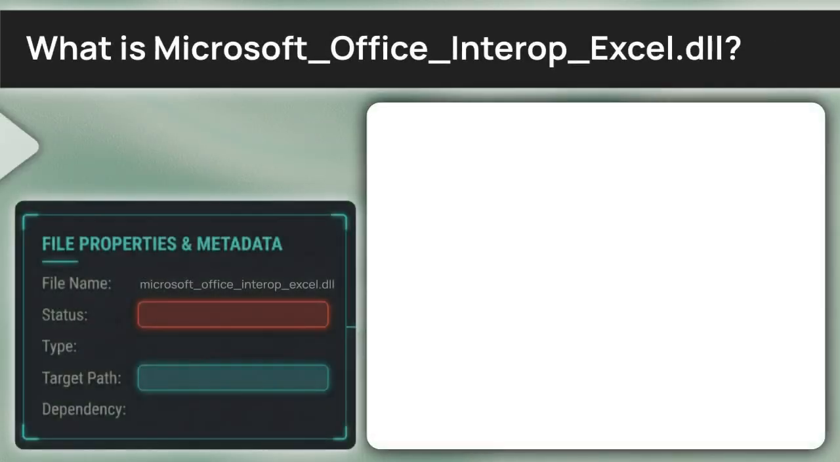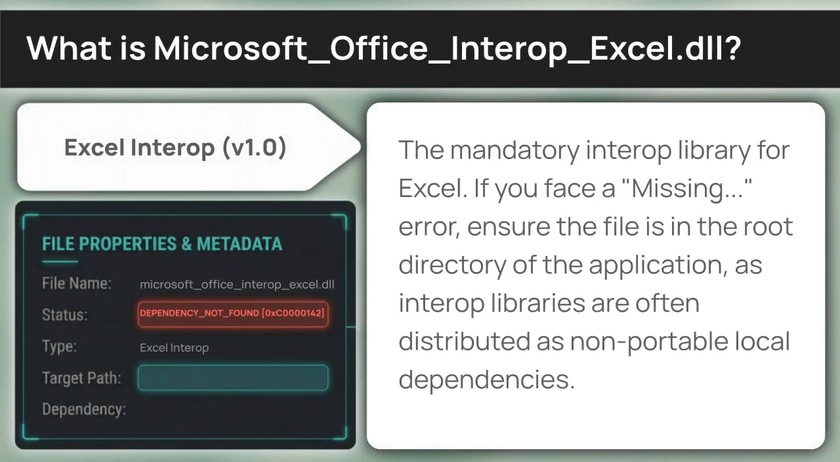This is the Microsoft Office Interop Excel module, the mandatory interop library for Excel. If you face a missing error, ensure the file is in the root directory of the application, as interop libraries are often distributed as non-portable local dependencies. Understanding the file's role is a great start. Now let's look at replacing it.